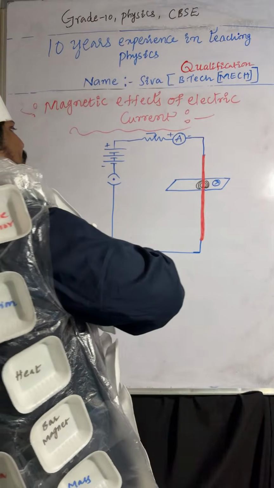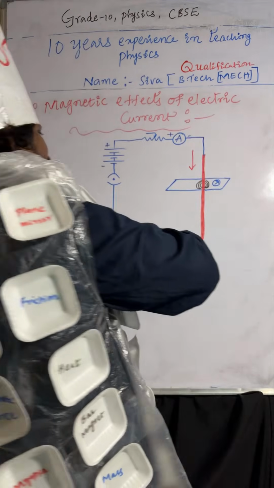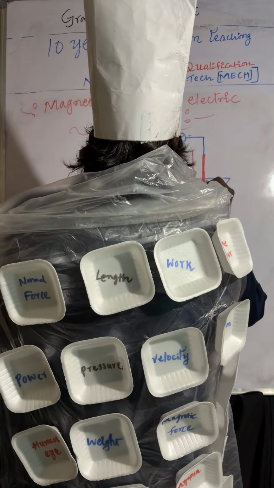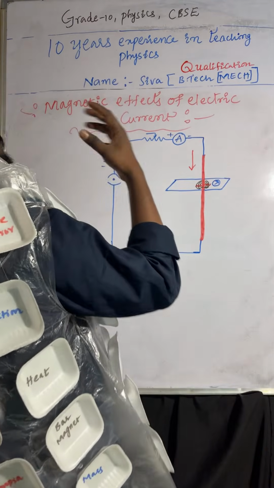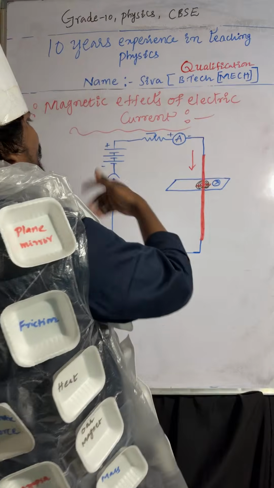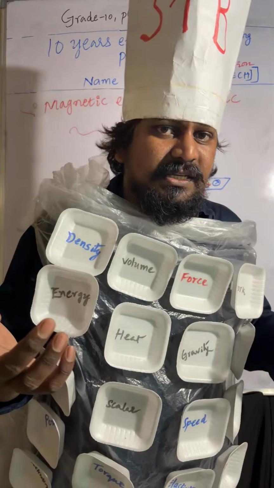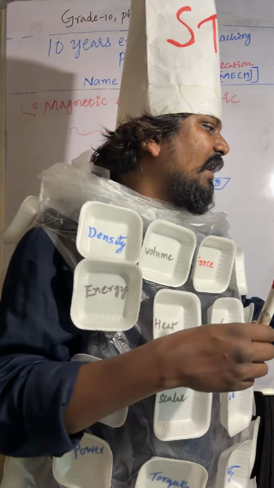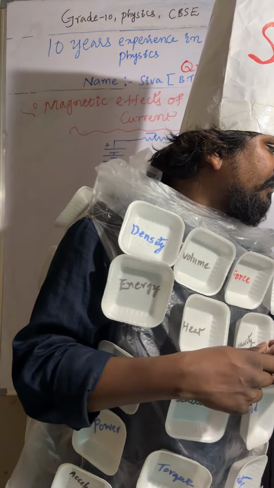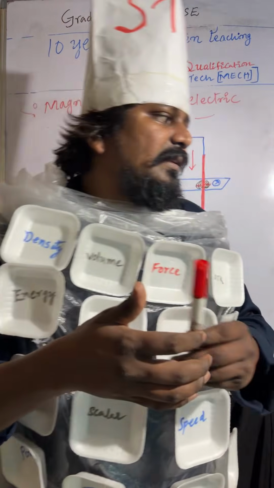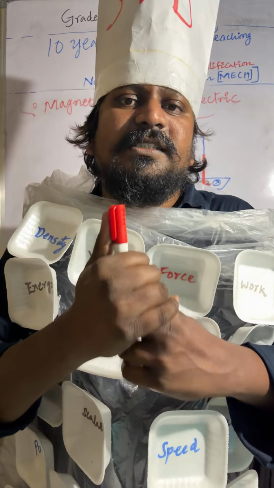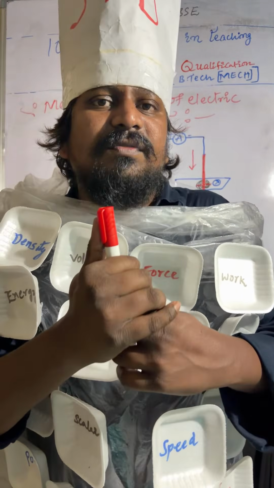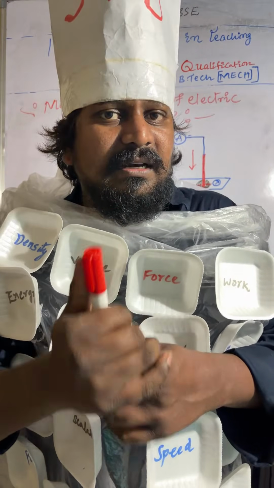So if the current is passing in the downward direction, the magnetic field will be like this. Understood? If the current is passing upward, how will it change? If you change the battery polarities, the current direction automatically changes. Along the current carrying conductor, if you place the thumb, the curly, folding fingers represent the magnetic field. Is it clear? I hope it is very clear.